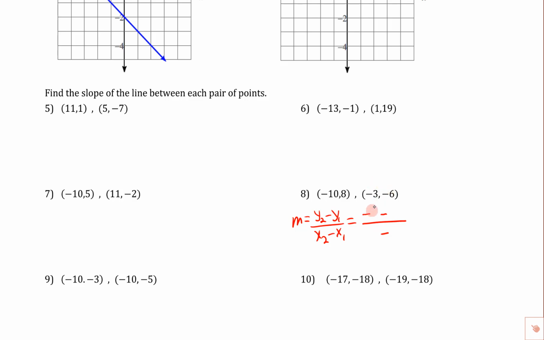So y2 is negative 6, and then we're going to subtract y1. y1 is 8. And then x2 is negative 3 and x1 is negative 10. So this is going to be a negative 14 on the top here. This is a minus a negative 10, so we're going to count that as a plus. And then we've got a negative 3 plus a 10. That's a positive 7. So we end up with a negative 2 for an answer on that one.